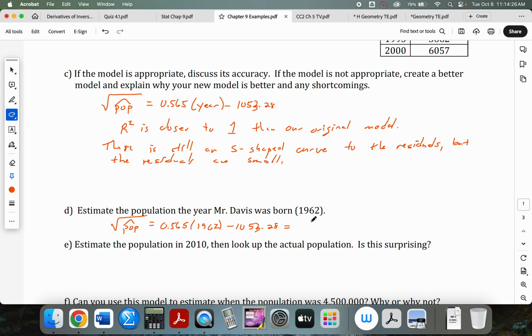So remember, that's the square root of your estimated population, so then you have to square it. What do you get for this? 55.25. So the population predicted is going to be that number squared. 3,052.56.